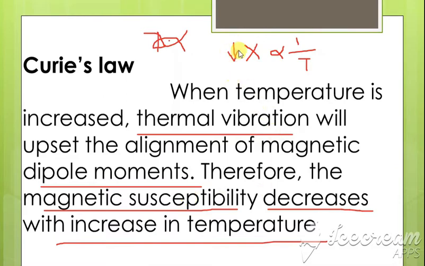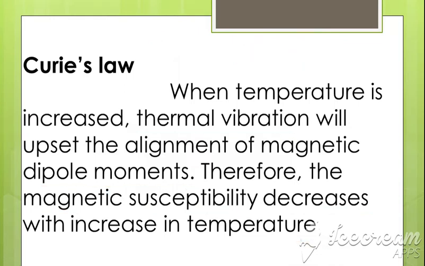So when does this decrease? It decreases when the temperature increases, because it is inversely proportional. Okay? So this is Curie's law. Curie's law says that when the temperature is increased, thermal agitation will upset the alignment, and therefore susceptibility decreases with the increase in temperature.